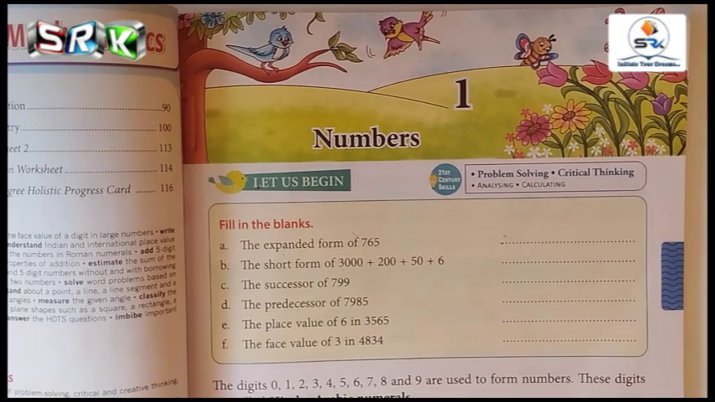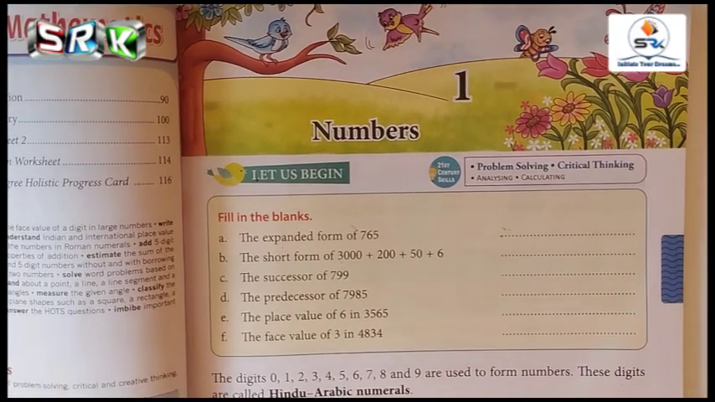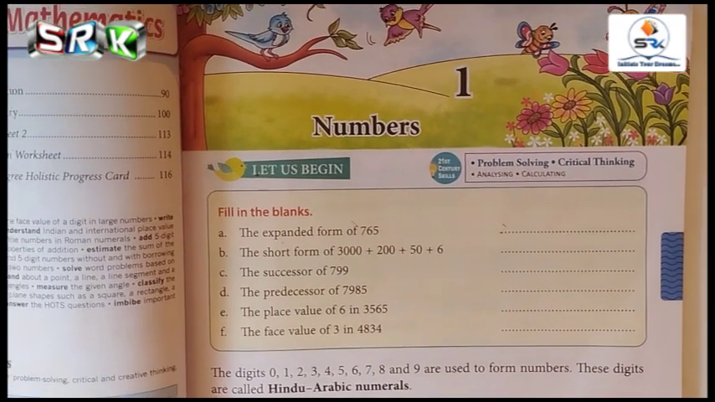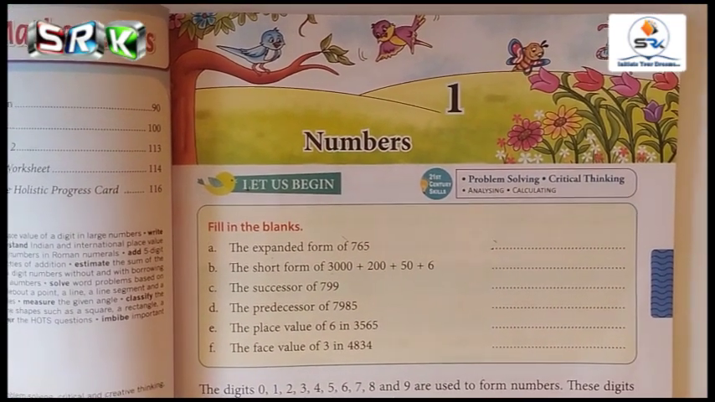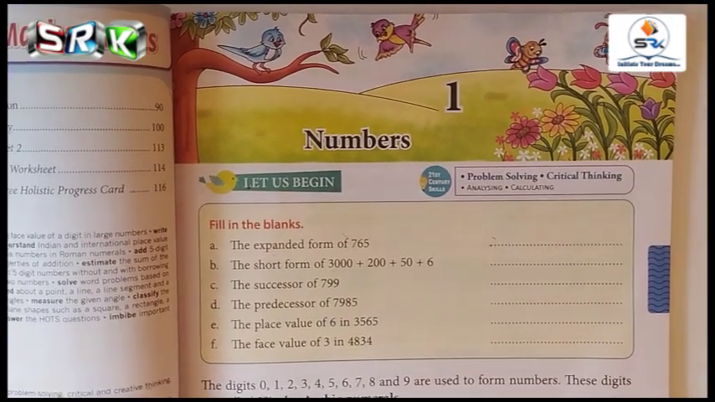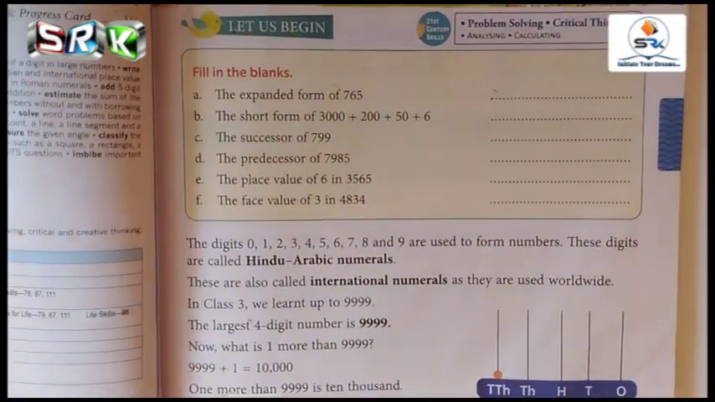Now we are going to see the Mathematics lesson number 1. Lesson number 1 is named Numbers. Children, you all know the numbers. They start with 0 and go on to infinity: 0, 1, 2, 3, and so on. It goes on. Okay, now I am going to read the line.